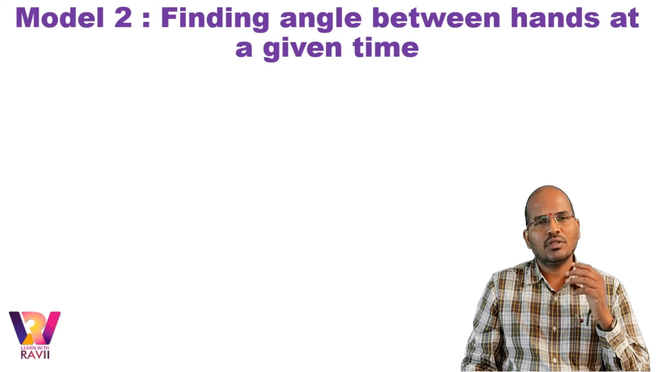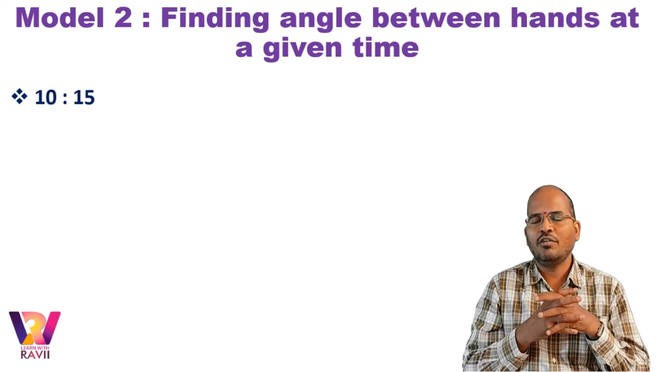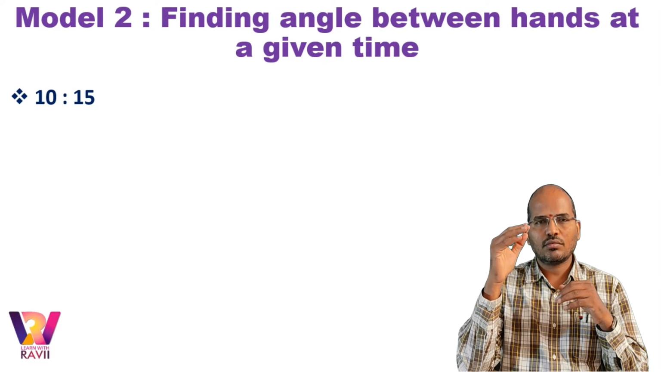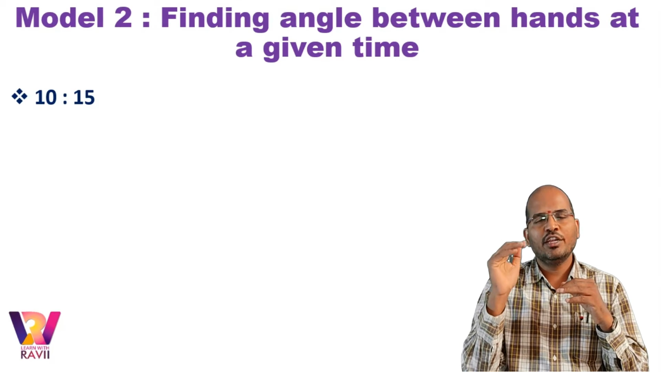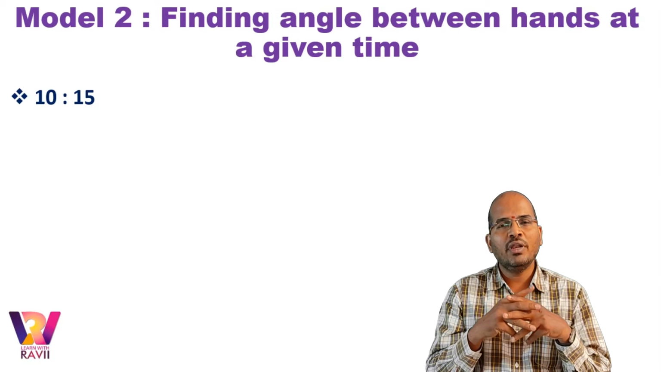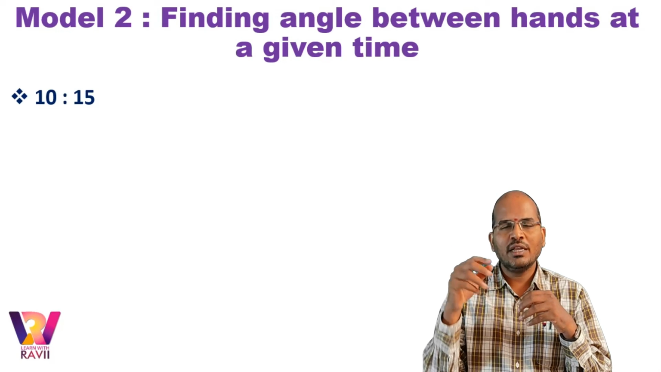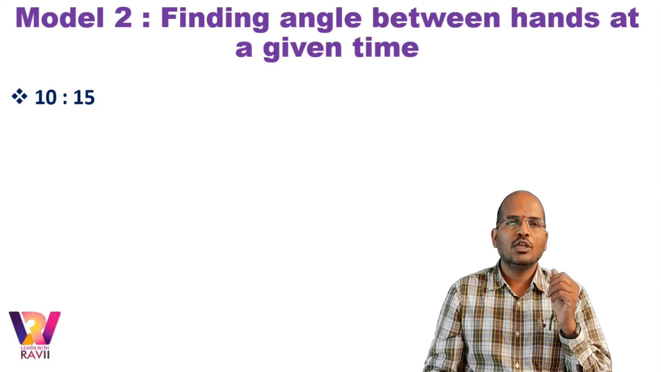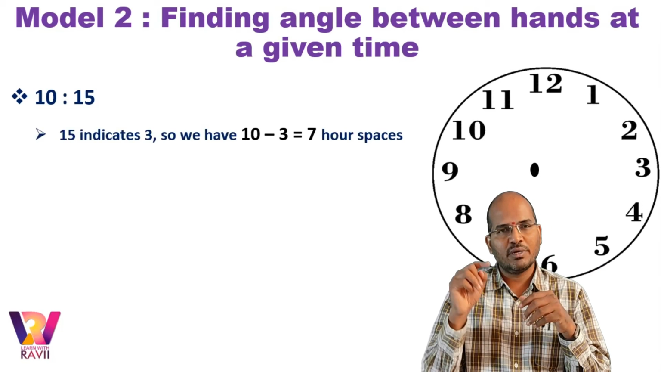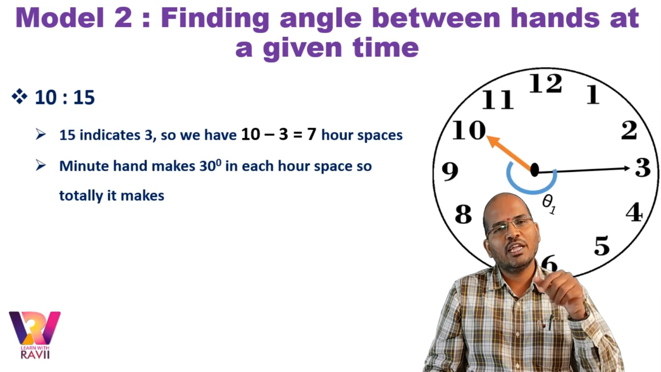Fine. Let us do the same problem by taking another time. My time is 10:15. Now use your common sense. Forget how it is being done. So at 10, my hour hand will be at 10. 15 indicates my minute hand will be at 3. So how many hour spaces are there between 10 and 3? You get both the angles, but generally I take it in this way. So 15 indicates 3. So 10 minus 3 is 7 hour spaces. Is it or not? So in these 7 hour spaces, what is the angle made?